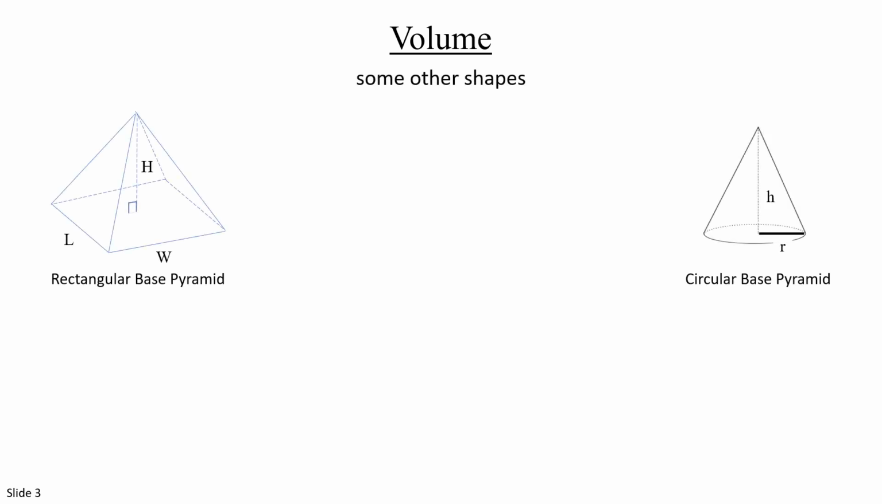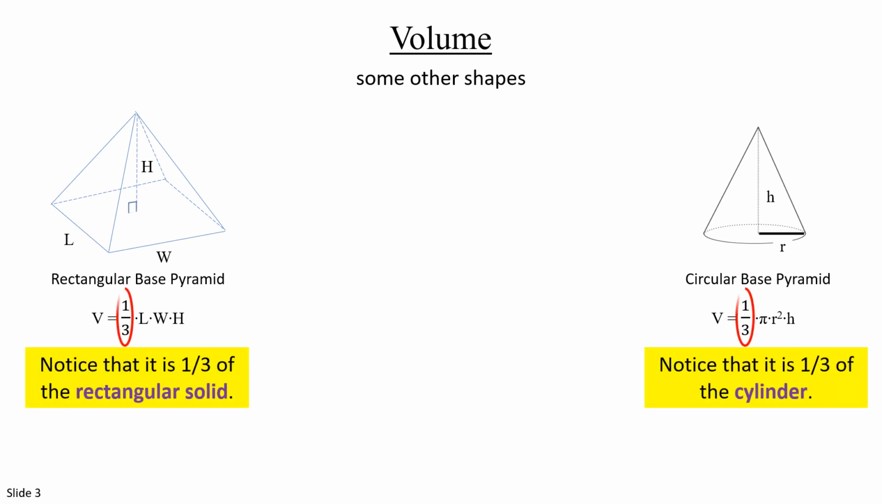Some other shapes: a rectangular base pyramid or a circular base pyramid. Oh, well, that's interesting. Look at the formulas. Notice that they're 1/3 of the previous ones. So the pyramid is 1/3 of the rectangular solid, and the circular pyramid is 1/3 of the cylinder, because the other part of the formula is the same. Interesting.